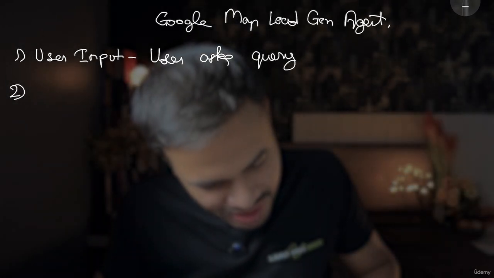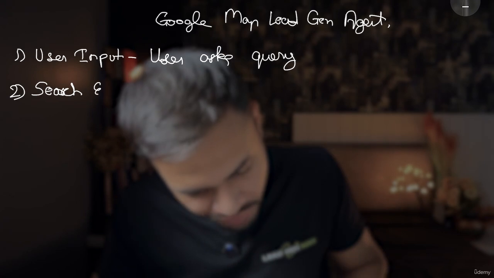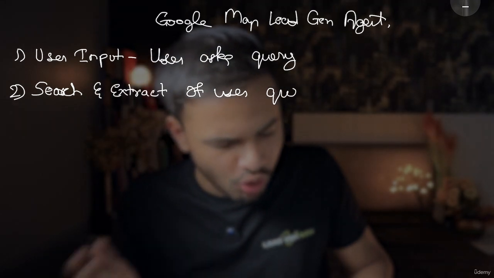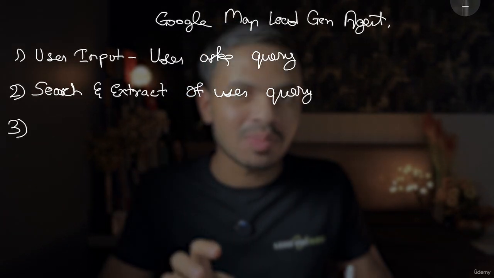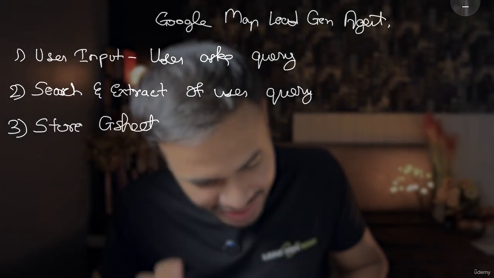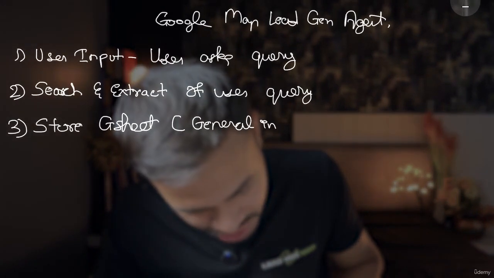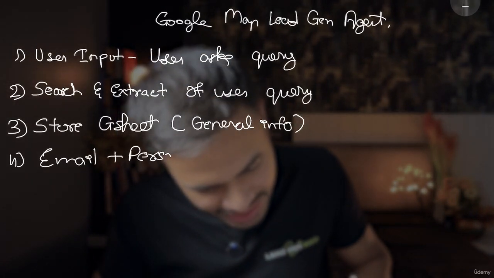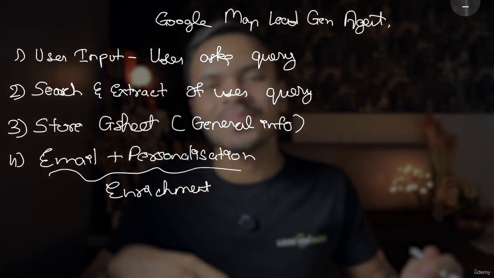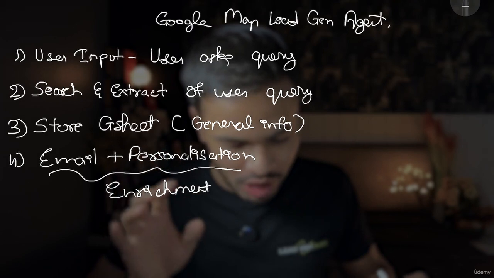Then our AI agent will search and extract information for the user query. Then it will store the data in Google Sheets. You can use Airtable, GoHighLevel, whatever you like. I'm using Google Sheets as the example because a lot of you will be familiar with it. In this data we will only have 5-star reviews, phone number, address, name, location, that's it. We won't have their background context, and we won't have their email address. So, general information only. In order to find their email address as well as add personalization, we will enrich our data and then add this personalized data back to our Google Sheet. So this will be the flow of our Google Map Lead Generation Agent.